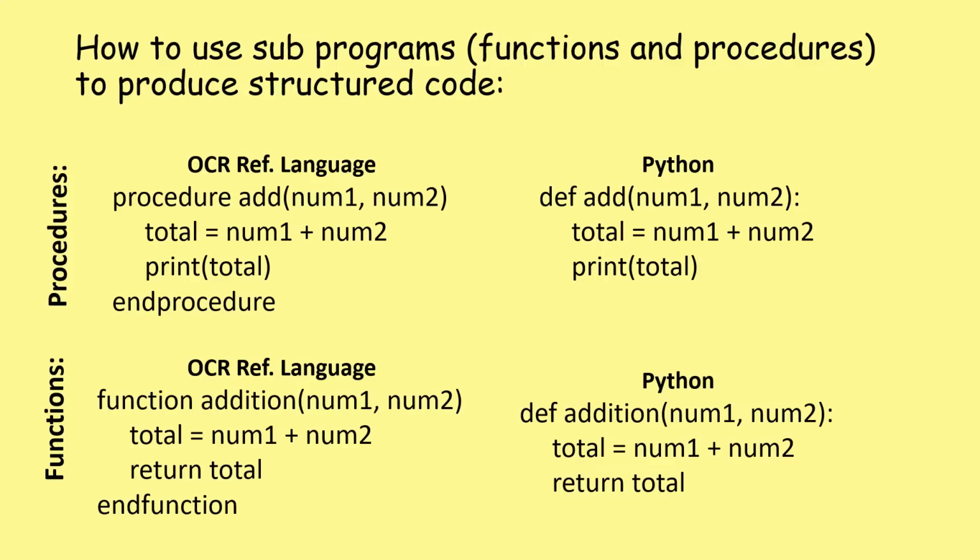Again, Python, we don't have the function keyword. We just define it using def. We have the name and the parameters, but then we know that this is a function because it is returning the total. So again, functions are always going to return something. Procedures never return anything. That's how you know the difference. And that's what you have to be aware of when you're coding them.